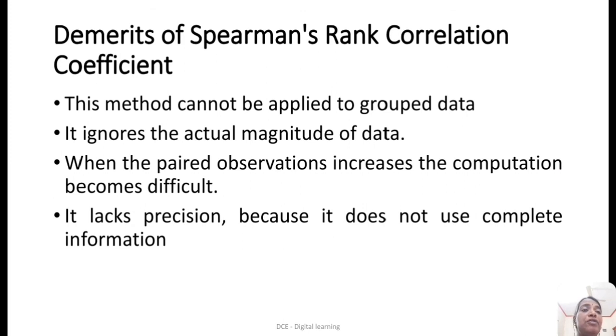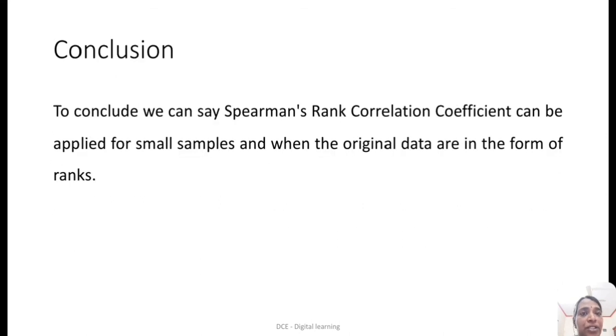So demerits of Spearman's rank correlation coefficient. This method cannot be applied to grouped data. It ignores the actual meaning of data. When paired observations increase, the computation becomes very difficult. It lacks precision because it does not use complete information. So these are some demerits of Spearman's rank correlation coefficient.